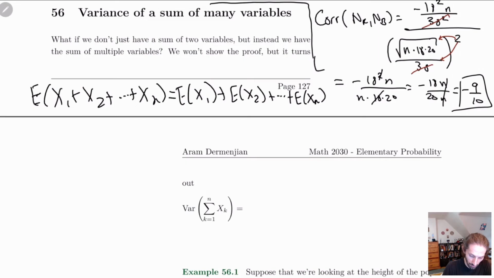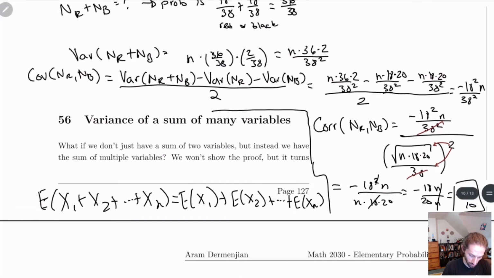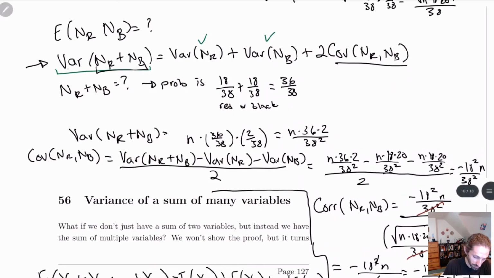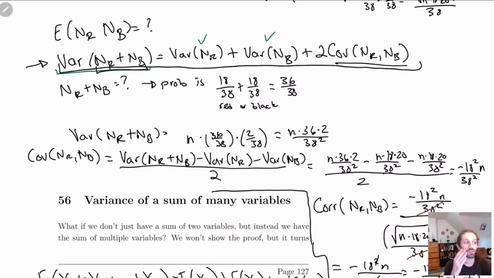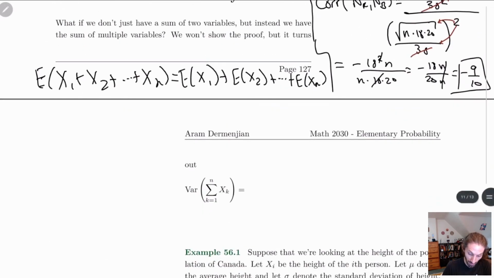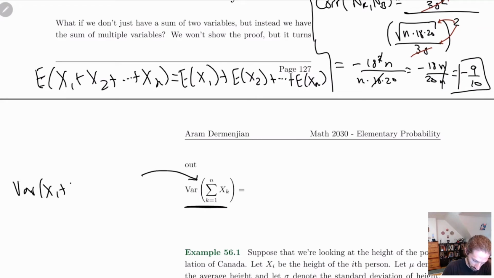And for variance, notice that with two variables, we get an almost similar thing. The variance of two things is the variance of each thing, plus some correction term, which we call the covariance. So the question becomes, what happens if I have many things? What happens if I'm summing up n different variables? So here, this is Var of X1 plus X2 all the way up to Xn. What is this equal to?